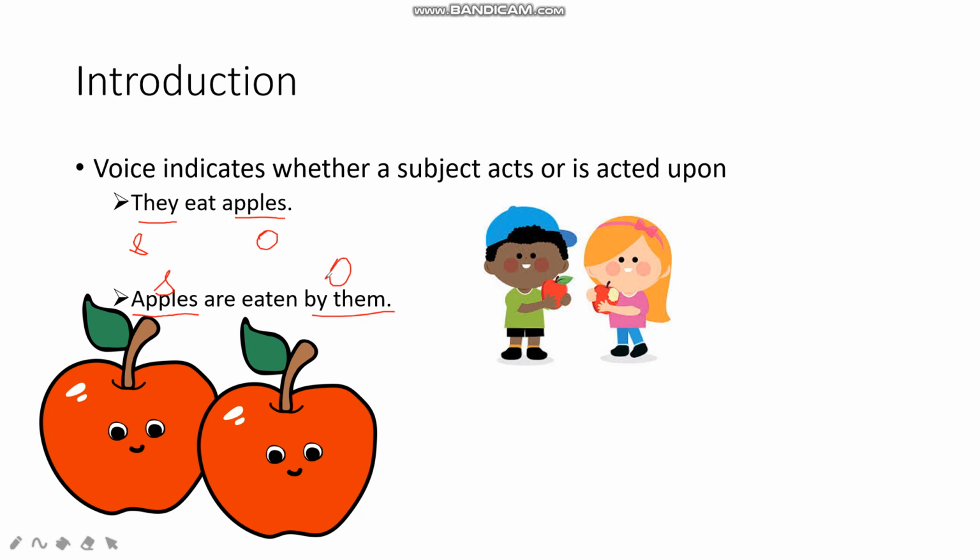In the first sentence, you see that the subject is acting on the object, right? And in the second sentence you see the subject is acted upon, right? So the emphasis here is more on apples than them. Clear? To better understand, let us see some more examples.